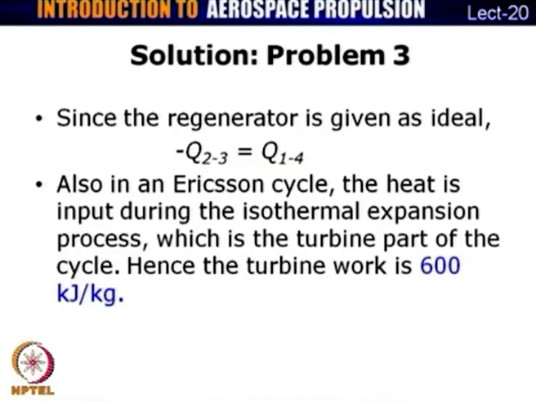And since it is already given that the heat added during this expansion process is 600 kilojoules per kilogram, the turbine work will also be equal to 600 kilojoules per kilogram, because that is the process during which heat is added to the cycle.